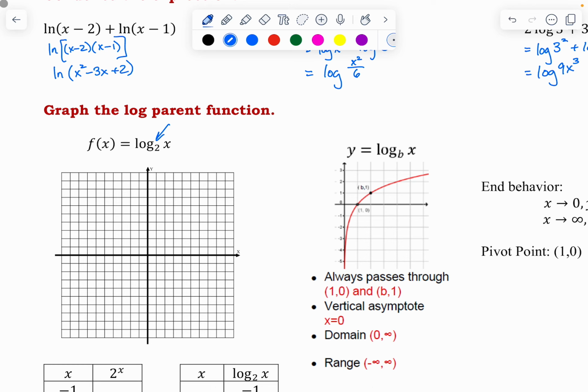So what we have, we can look at our base of 2. I know if I plug in 1, I'm going to get 0, because log base 2 of 1 is equal to 0. If I plug in 2, log base 2 of 2 is 1. If I plug in 2 squared, that's 4, then log base 2 of 4 is equal to 2. So here are a handful of points. I have 1, 0. I have 2, 1. I have 4, 2. I have 8, 3.